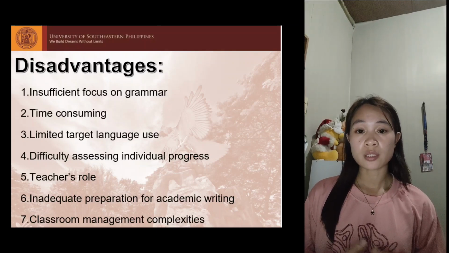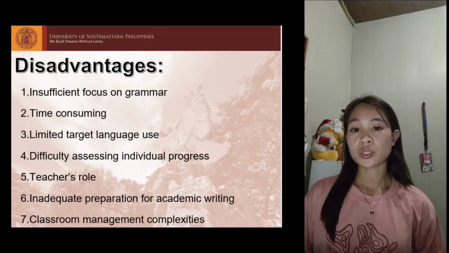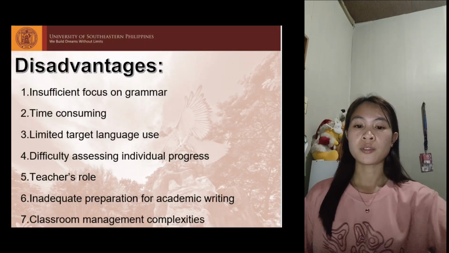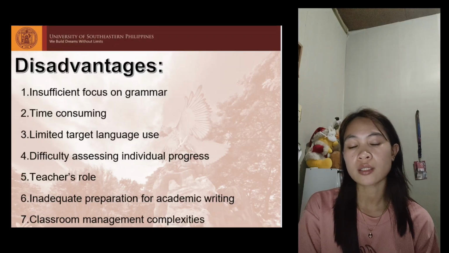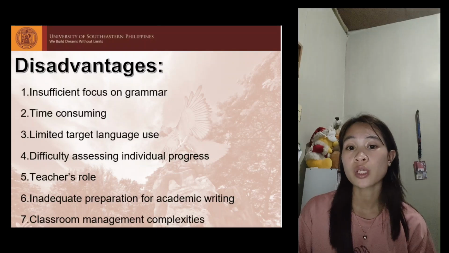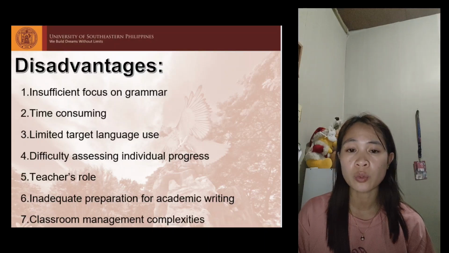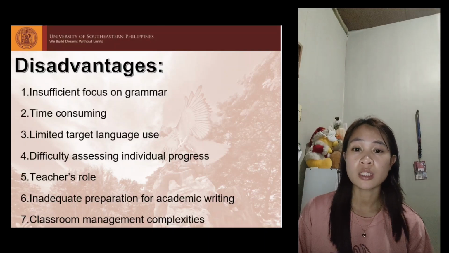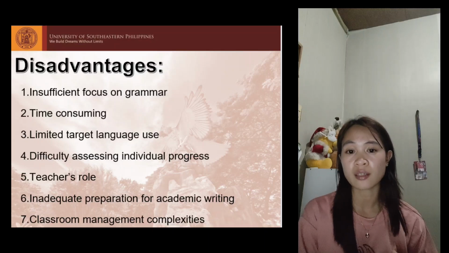Next, the role of a teacher as a facilitator. It may be challenging to some teachers to act as a facilitator, especially those who are used to the traditional teaching approach. Next one is the inadequate preparation for academic writing. Since CLT is more focused on oral communication, learners might have limited opportunities to develop their academic writing skills. So they may need help in transitioning to formal writing contexts.